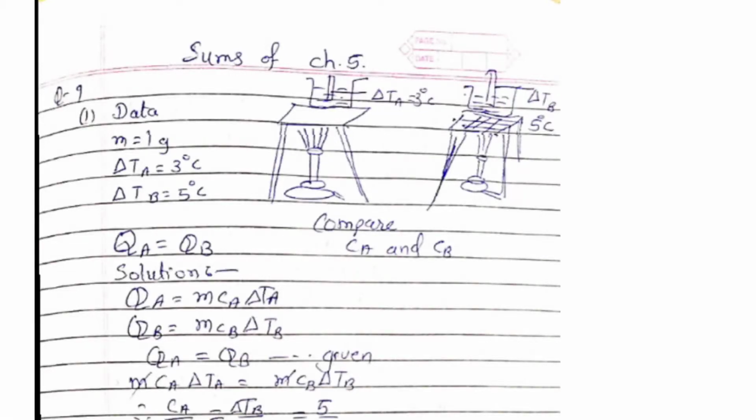So we have the data as mass 1 gram, delta Ta as 3 degrees Celsius, delta Tb is 5 degrees Celsius, right? And the same heat is given, equal heat is given. That means Qa is equal to Qb, given. Correct? Now we have to compare Ca and Cb.